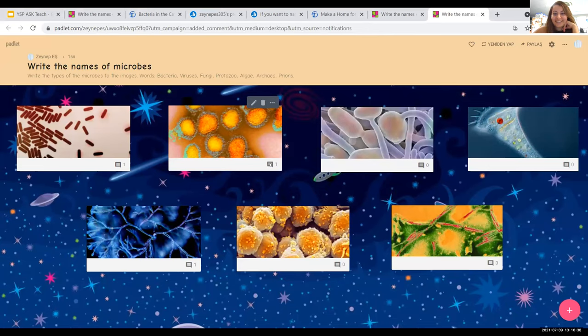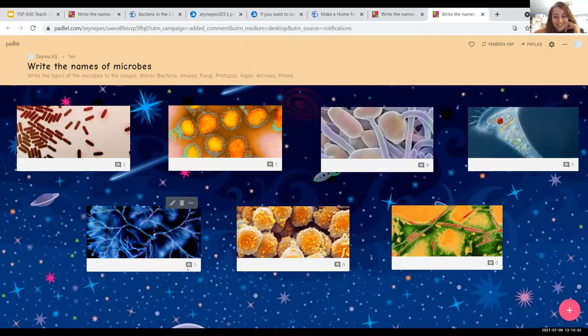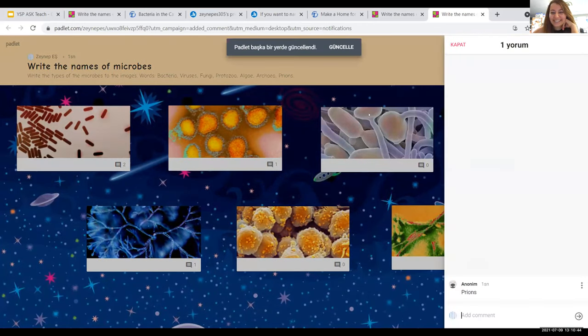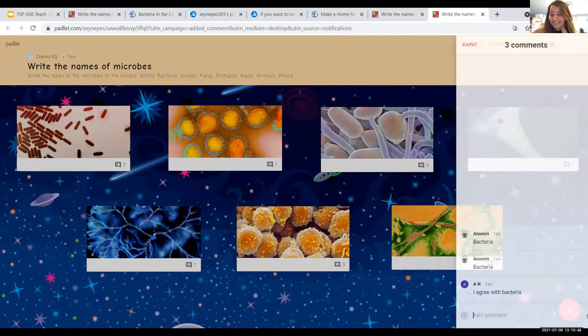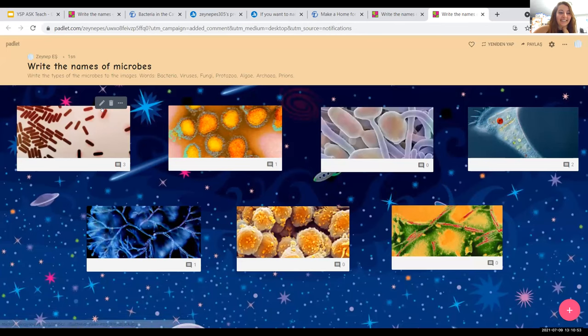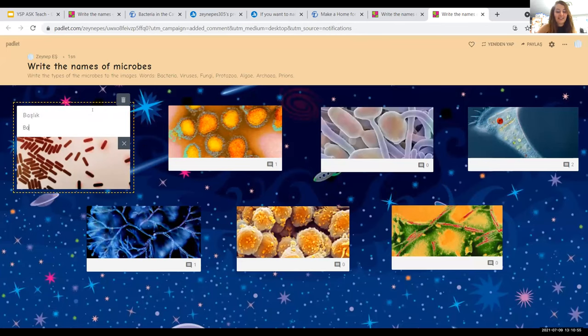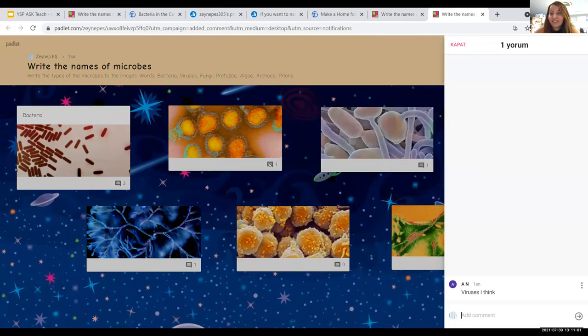Yeah, that's right. Wow, that's good. What is that? No. Yeah, you're right. This is bacteria. Let's give this name, bacteria. And what about this? Just one answer came. Any more guesses?